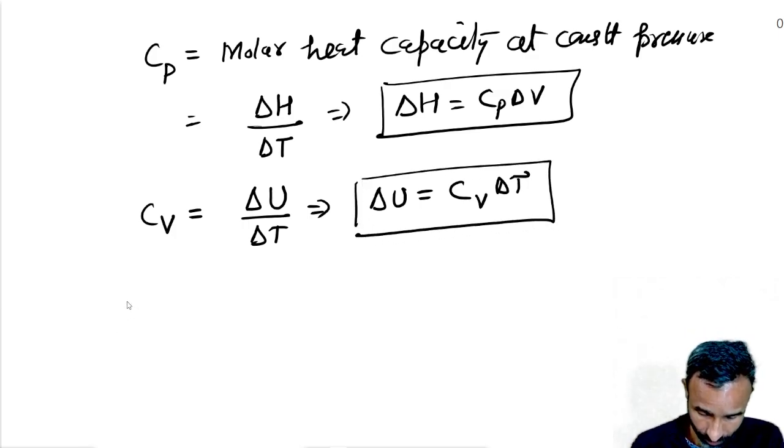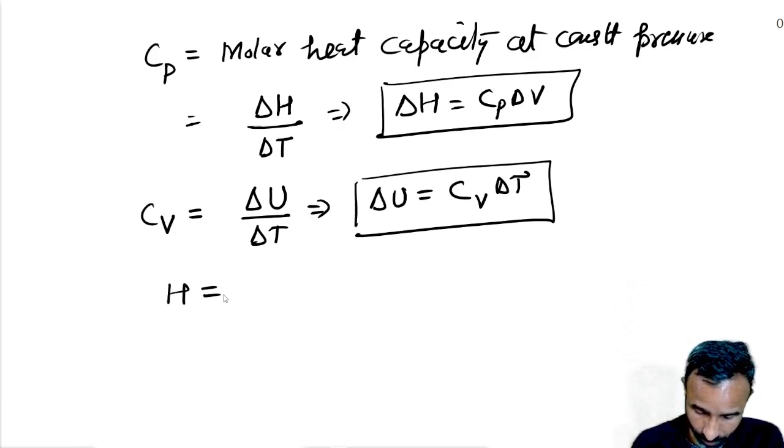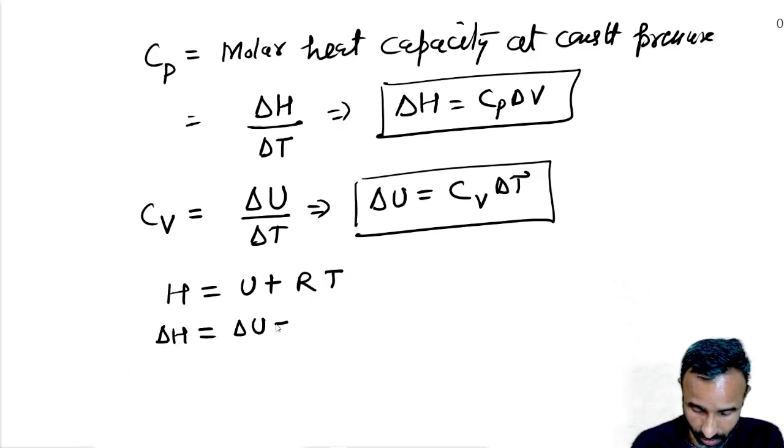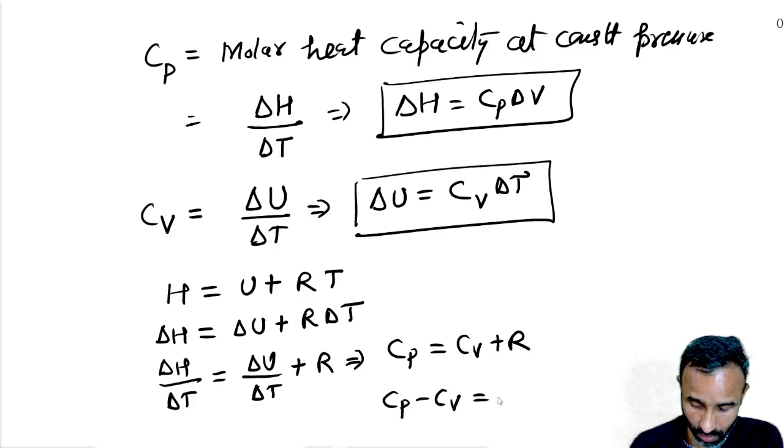And from this relation, delta H equals delta U plus, H equals U plus RT, we can say if there is a change in temperature, delta H upon delta T equals delta U upon delta T plus R. That implies Cp equals Cv plus R, meaning Cp minus Cv equals R.